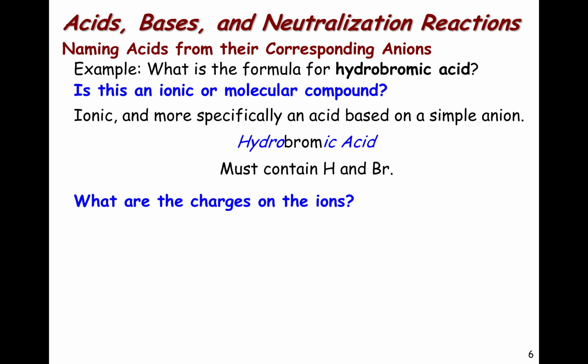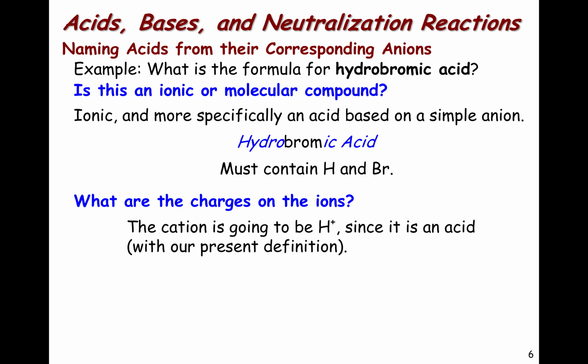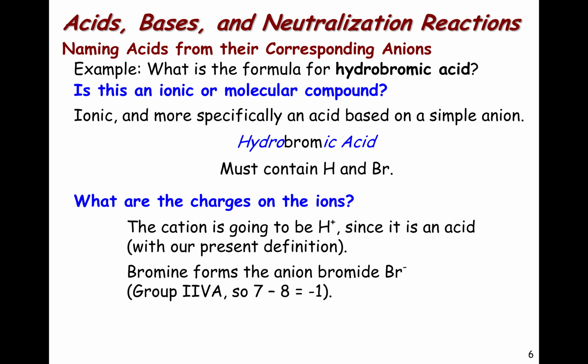The bromine is, in terms of its charge, going to be -1. So this is then combined with the H plus, and so in this case, our formula is HBr (aq).